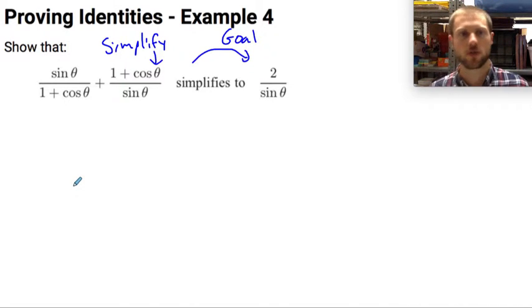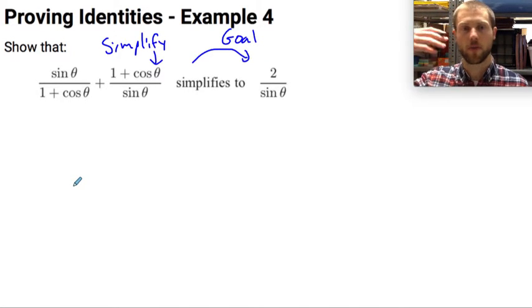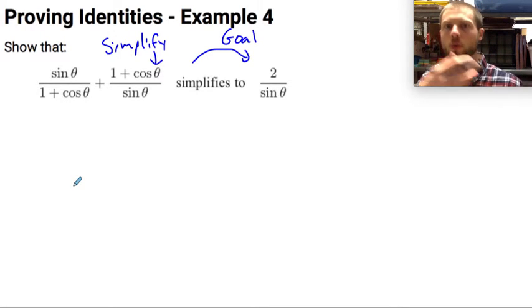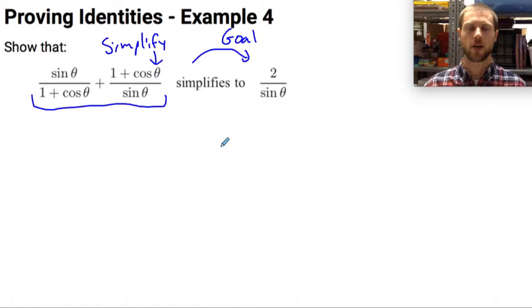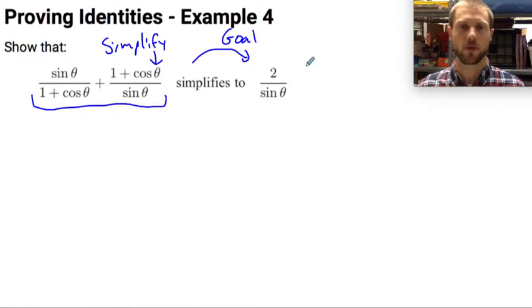There's some strategy to this, and some of it is just being flexible and trying different things and playing around with expressions. As you get more comfortable, you might be able to think a couple steps ahead: what would happen if I multiplied it by this, or made this substitution? But in the beginning stages, it's important to follow the rules of algebra and just try stuff. I want to get this expression into this really simple expression. It might seem hard to believe that this boils down to just 2 over sine of theta, but let's see if we can get there.